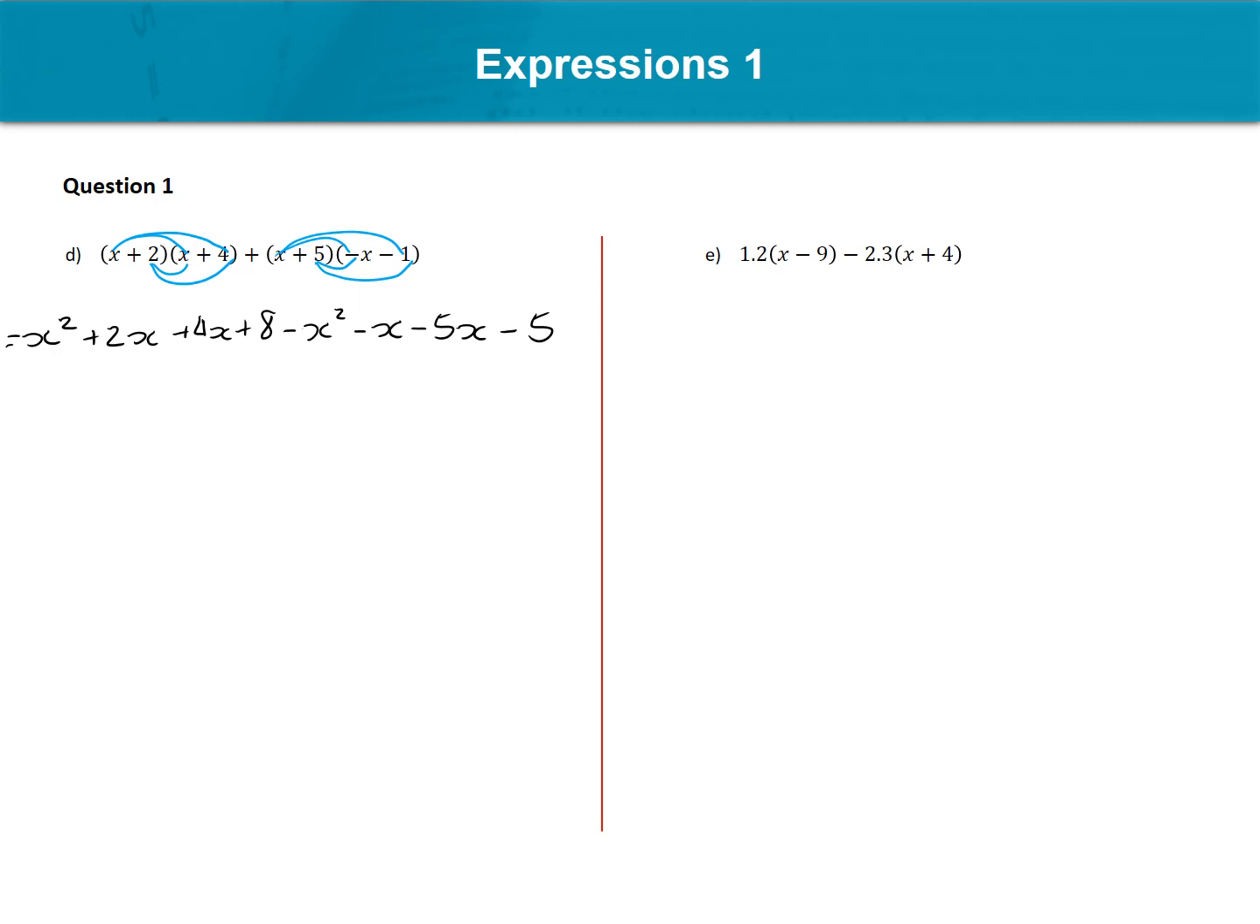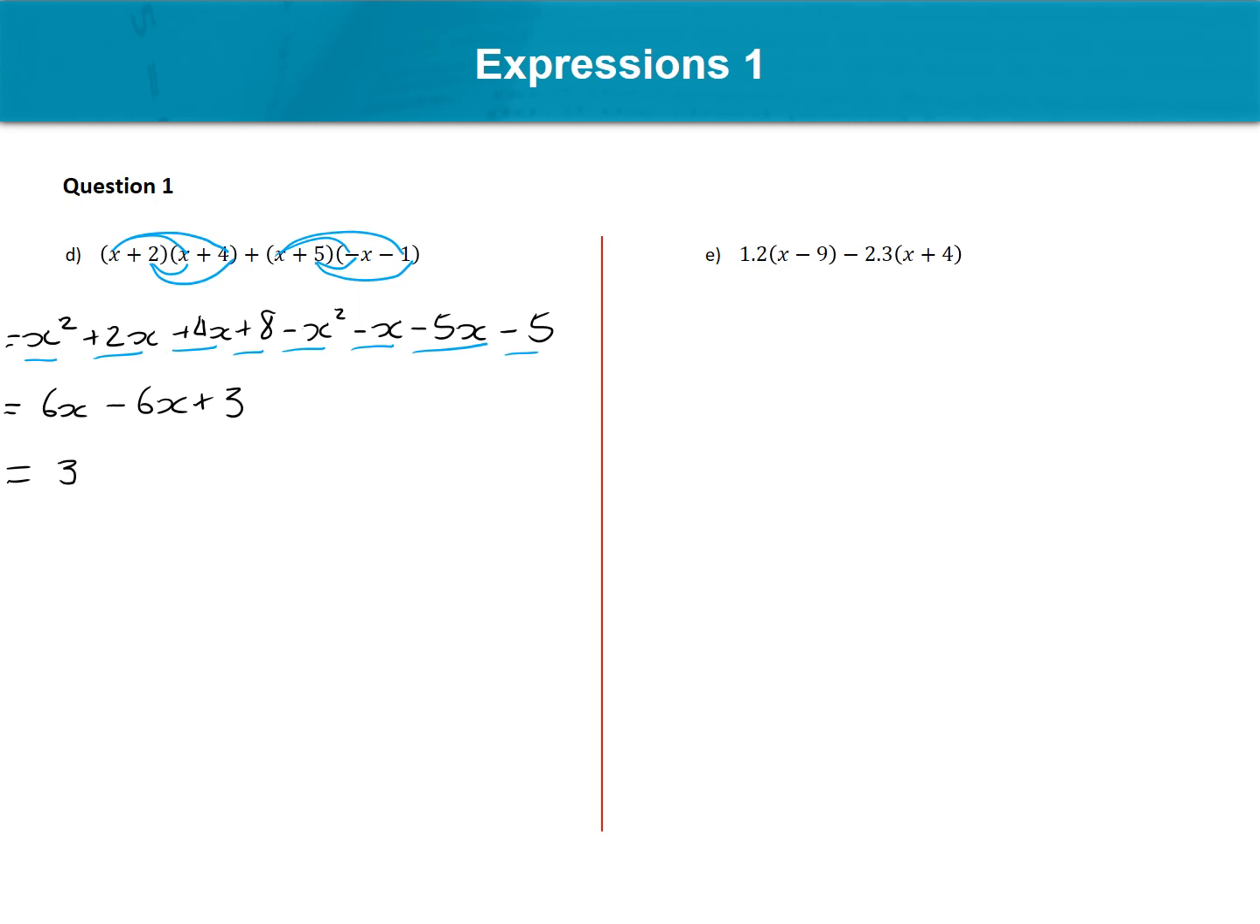So let's simplify this further by adding or subtracting like terms. So let's start with the x squared. So we have x squared minus x squared leaves you with a 0. 2x plus 4x is 6x. And then we have negative x, negative 5x. That leaves you with negative 6x. And then we have a plus 8 and a minus 5. And plus 8 and minus 5 leaves you with plus 3. So we have 6x minus 6x, which is 0. So our final answer is 3.